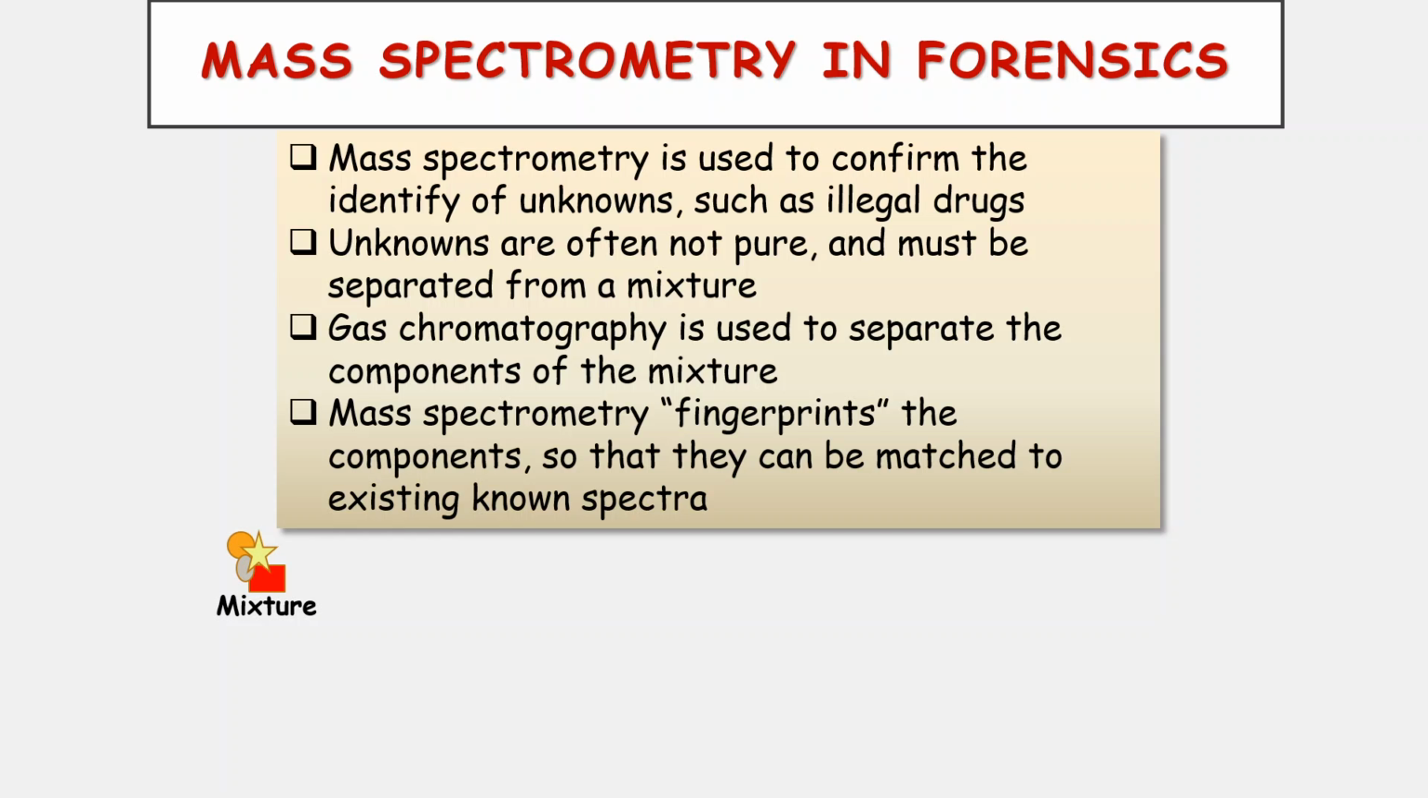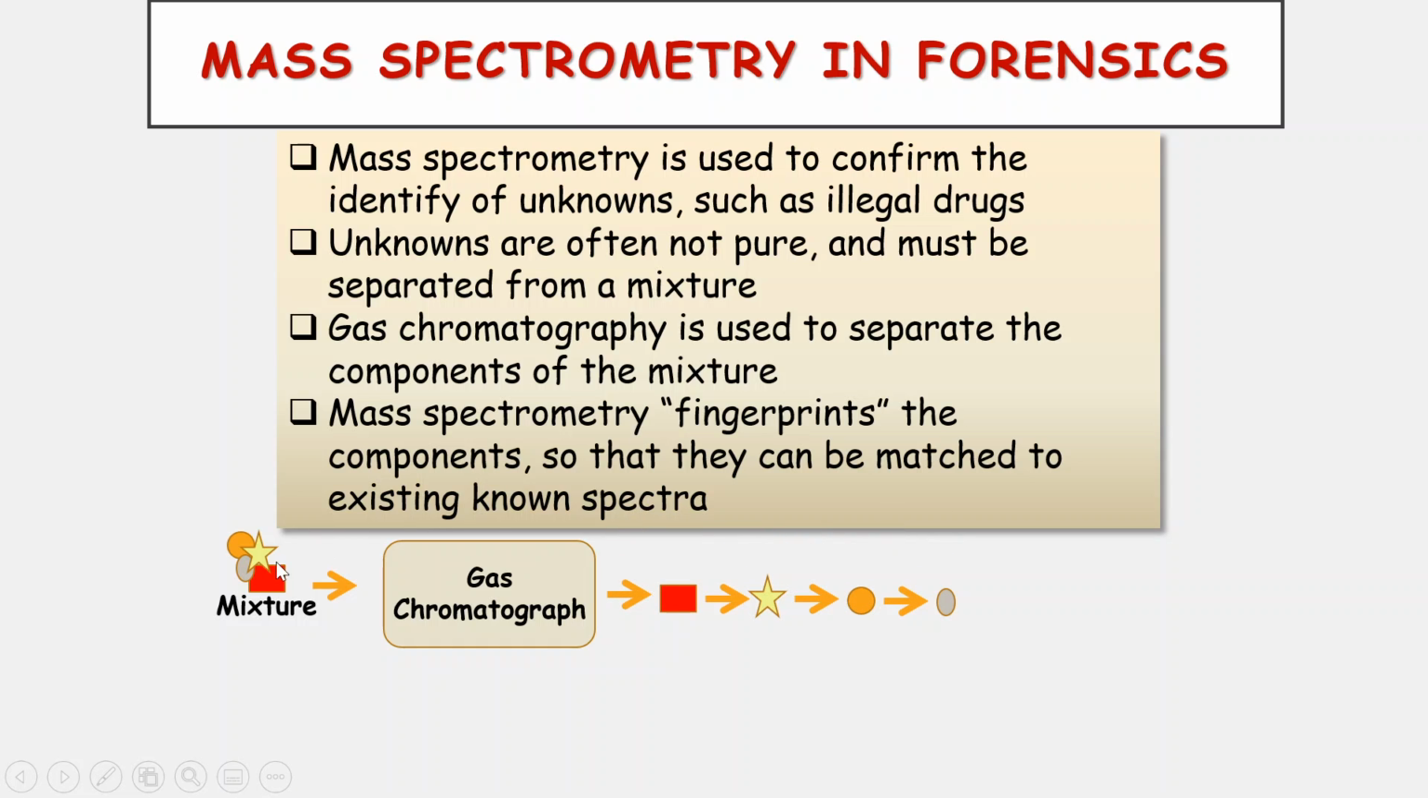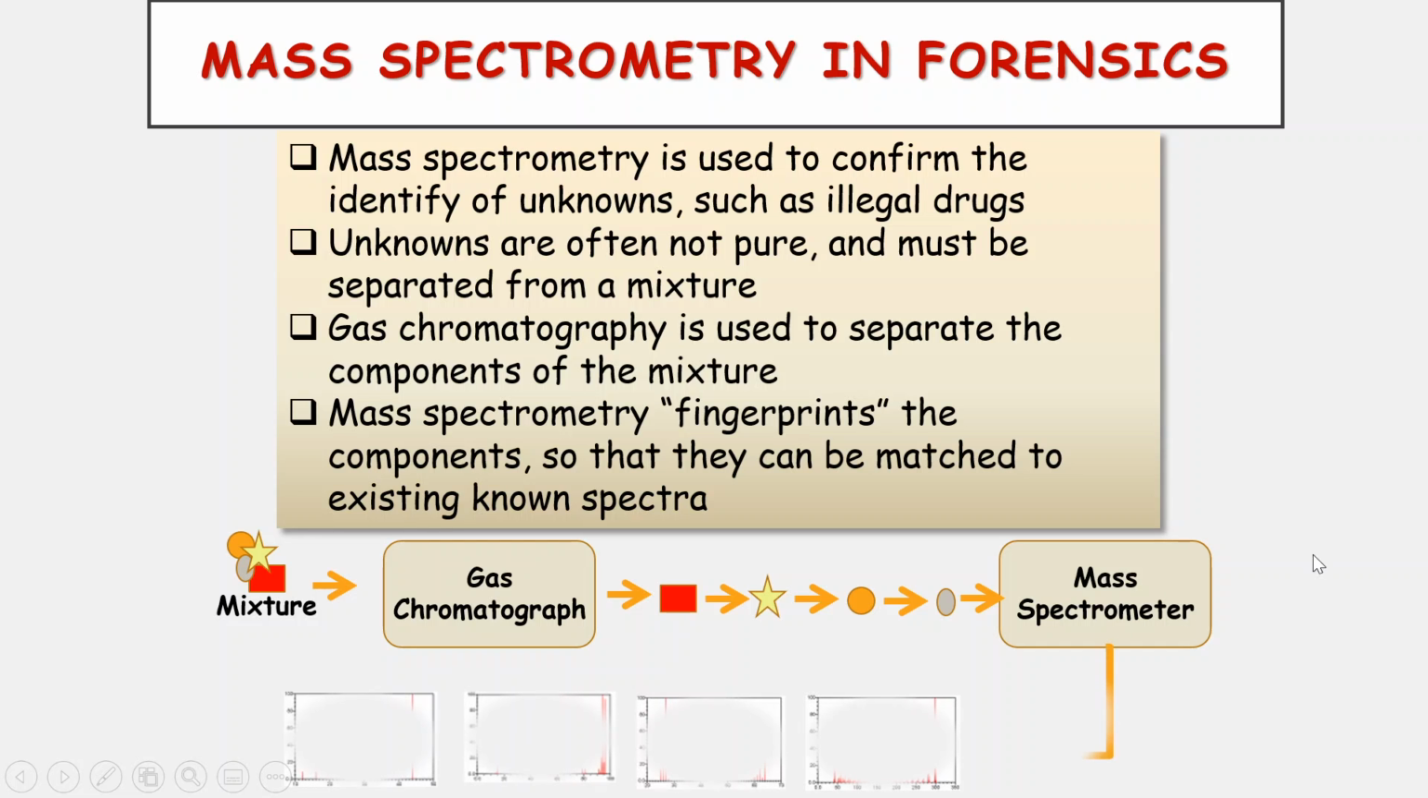And so let's say you've got your unknown that was left behind. It's a mixture, a conglomeration of a lot of different things. So you place it through gas chromatography. It separates out your components. So then instead of having just your rectangle, your star, your circle, and your oval, you get each of those components individually. And then from there, you can pass each of those individual components through a mass spectrometer, and then you can get your readout and identify what the different substances present are.